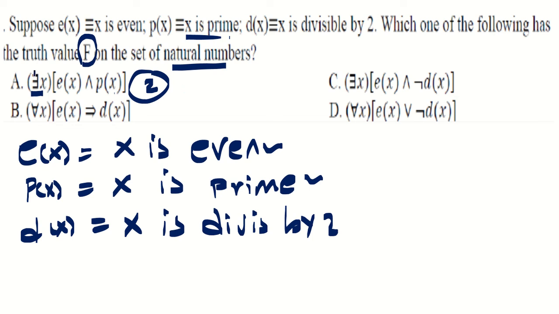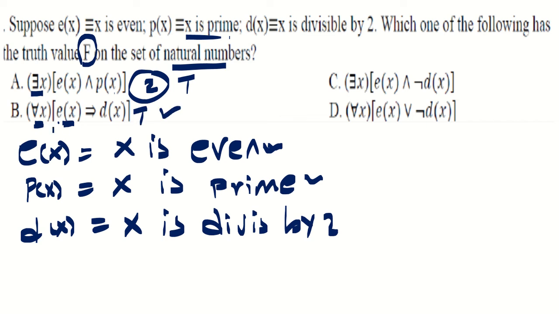So there exists. Can we find a natural number which is even and at the same time prime? Yes, that is number 2. So this is true. B, for all x, E of x implies D of x, means for every x, if x is even, then it's divisible by 2. Yes, all even numbers are divisible by 2. Still, this is also true.